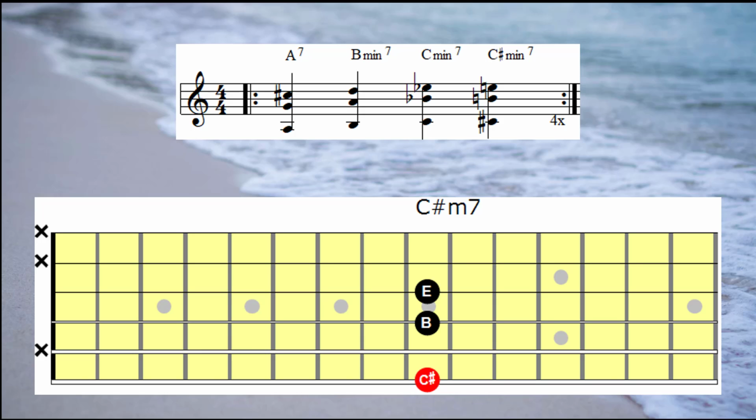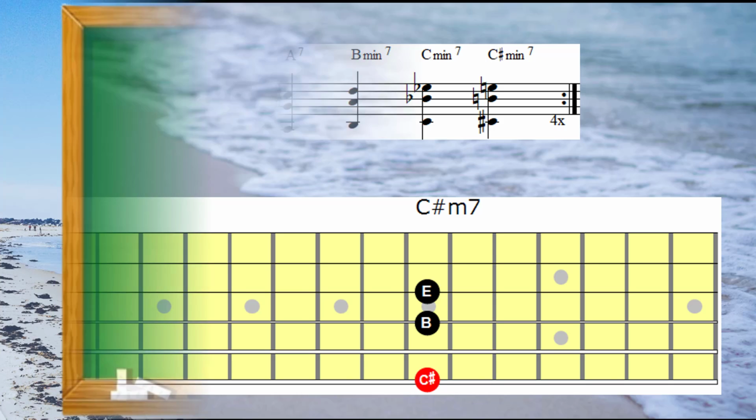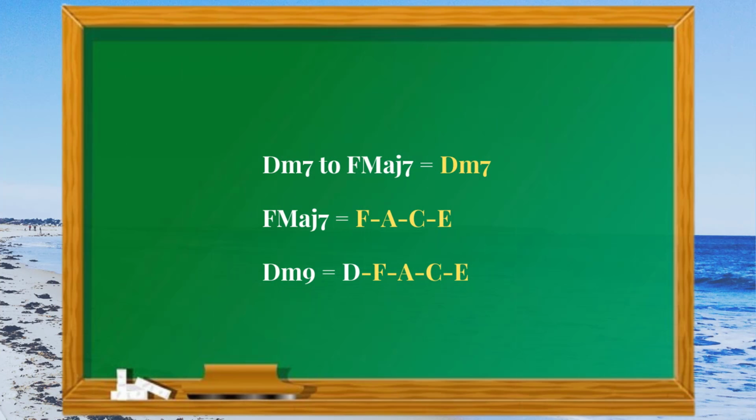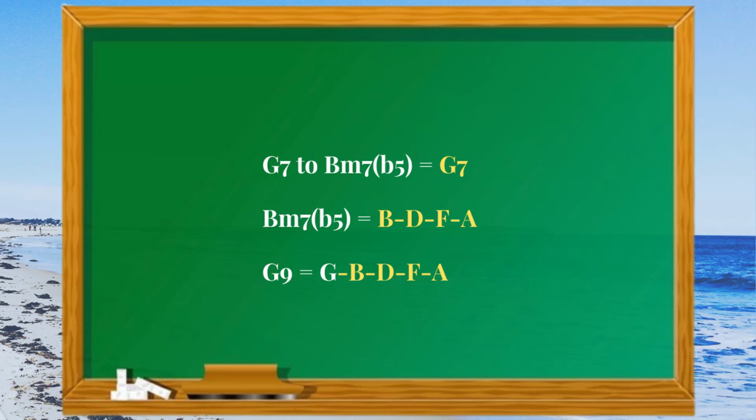You're probably all blurry-eyed from seeing all these chords running across the screen, but let's look at it another way. The D minor 7th walking to F major 7th could really be considered as a bar of D minor, because the F major 7th could be thought of as a D minor 9th. Likewise, our G 7th walking to B minor 7th could be thought of as a bar of G 7th, because the B minor 7th could be thought of as three notes from a G 9th chord.